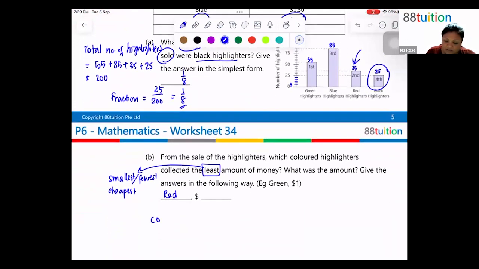35. So the cost or amount would be equal to 35 times $1.20. To give me how much? So 35 times $1.20 gives me $42. Okay, so that gives me $42.